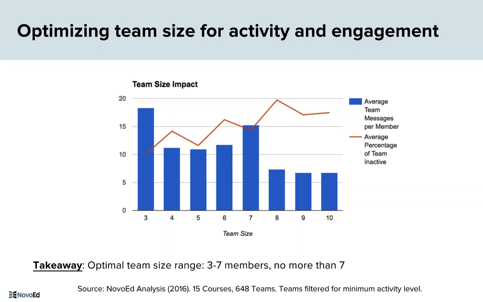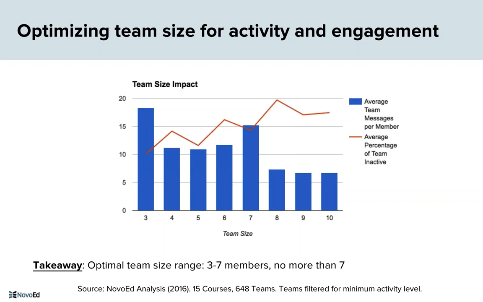The red line is a little bit more interesting. This is what percentage of the team is actually inactive. So what you'll see is teams of 3, on average, about 10% of members will be inactive, but then it starts increasing a lot more. By the time you get to 8, closer to 20% of the team on average will be inactive.